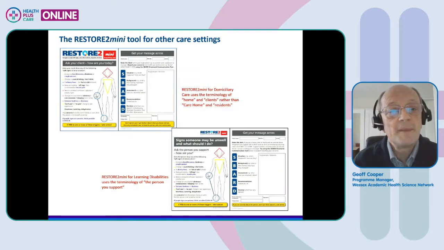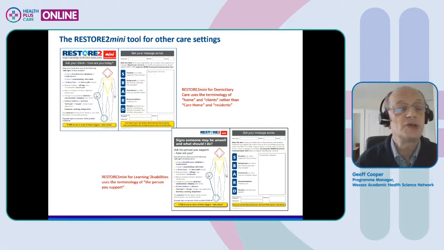We've customized the tool for use in other care settings. There's a version available for domiciliary care, which uses the terminology of home and clients rather than care home and residents, and another version for use in your learning disability care setting, which uses the terminology of the person you support. There's no other changes. The soft signs are the same, and the SBARD methodology is identical. It's just those terms that make it more appropriate for each of the care settings.